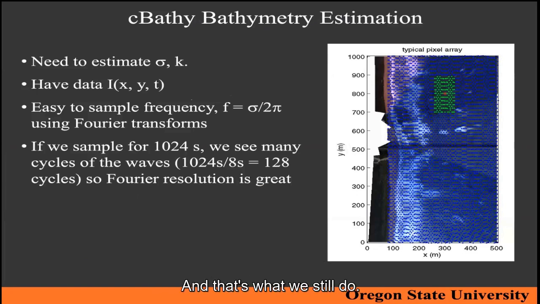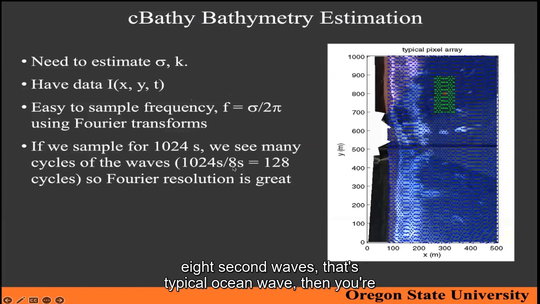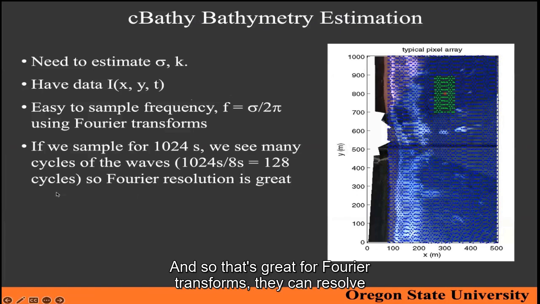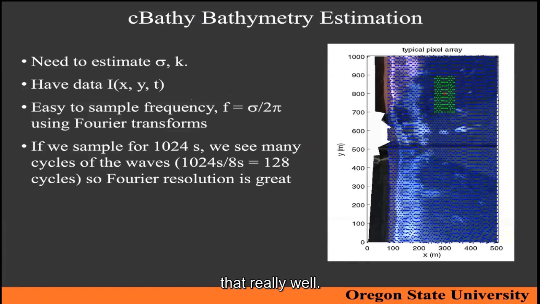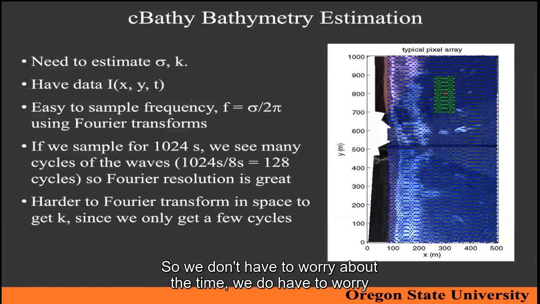And we still do. So if you've got 1,024 seconds, and you're trying to sample 8-second waves, that's a typical ocean wave, then you're getting like 128 cycles in your sample. And so that's great for Fourier transforms. They can resolve that really well. So we don't have to worry about the time. We do have to worry about the space.